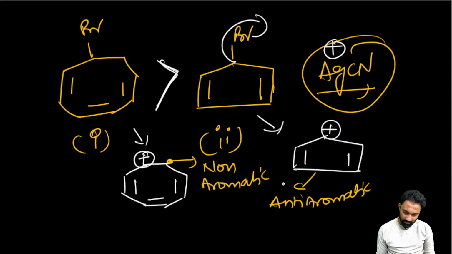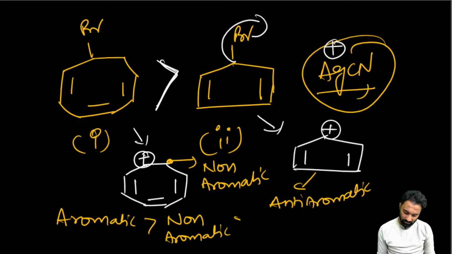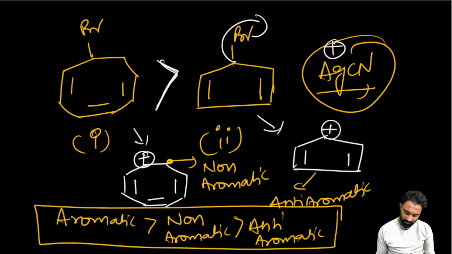Now among the stability, aromatic is greater than non-aromatic, which is greater than anti-aromatic, right? After the Br is eliminated, here it is getting the positive charge, then it is becoming anti-aromatic. Here, if this is eliminated, then it is becoming non-aromatic. But in stability, non-aromatic is more stable than anti-aromatic, right?